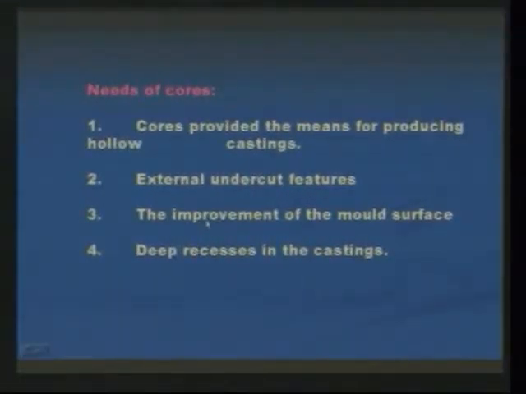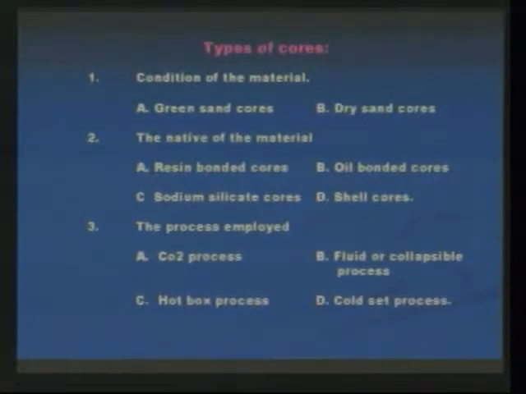Next one is, what is the need of the cores? The cores provide the means of producing hollow castings. The next one is external and undercut features. Some intricate shapes are also developed with the help of cores, such as drainage fittings, hollow pipes, hollow shafts, etc. There are different types of cores we are going to use for production of other components.